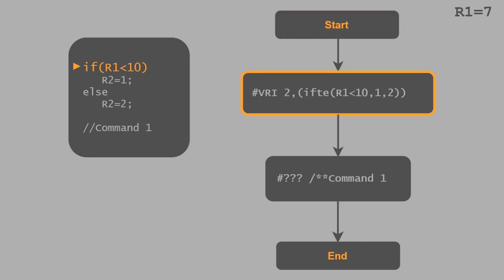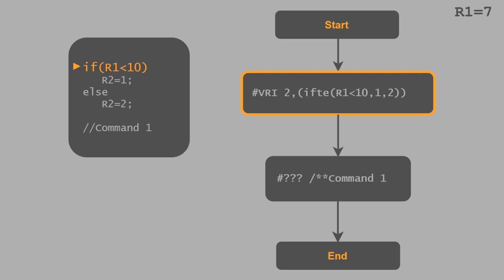With the command VRI, it is possible to write to a register, in our case register 2. The second parameter of the command is a new register value, in our case a calculation. We use a calculation ifte. This itself requires 3 comma-separated parameters. The first is a condition. We want to check whether the register value R1 is less than 10.